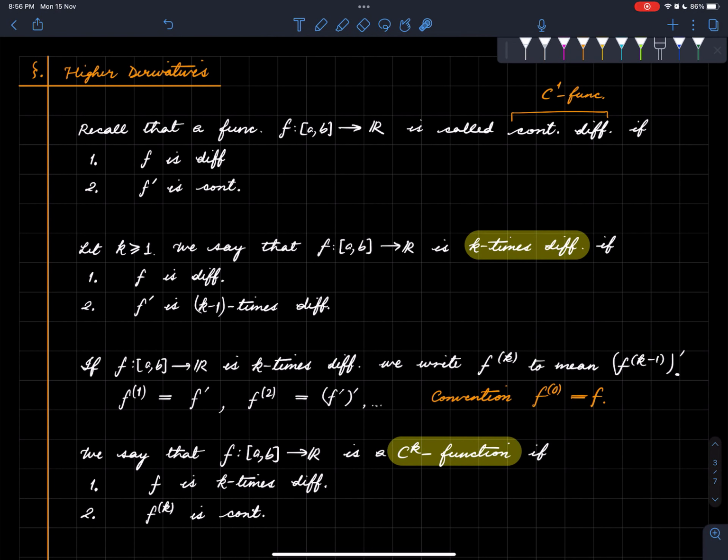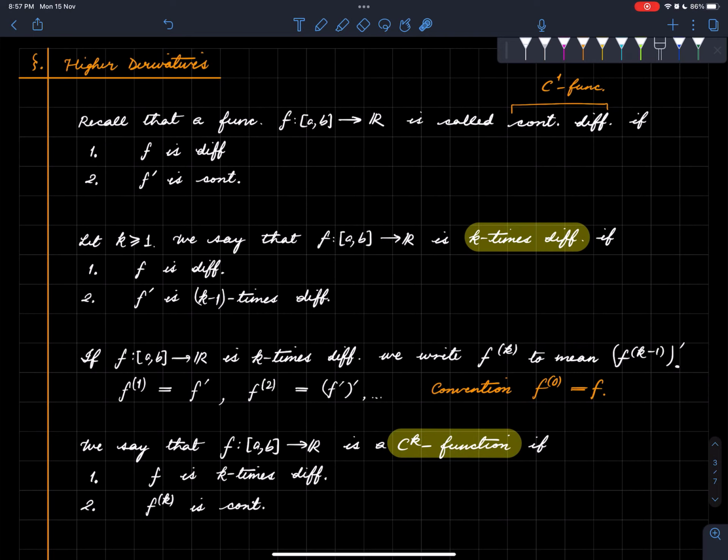Okay, so we need some definitions. Suppose we have some function, then we call it continuously differentiable. I'm just recalling the definition: f is differentiable and its derivative is continuous. That's the definition of a continuously differentiable function. Now for a positive integer k, we define the notion of a k times differentiable function, which says that first of all f is differentiable and its derivative is k minus 1 times differentiable. So it is an inductive definition.